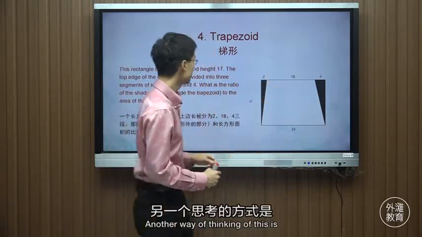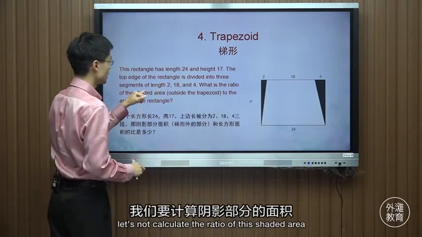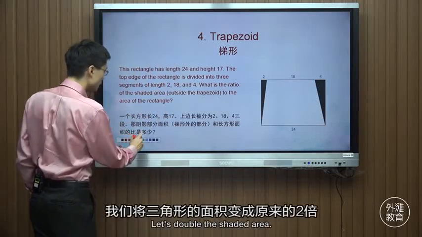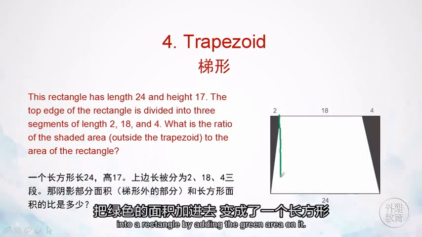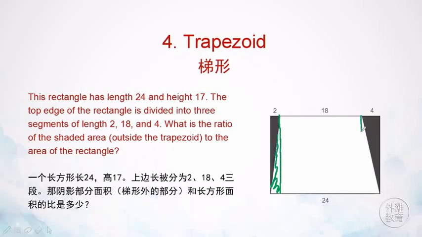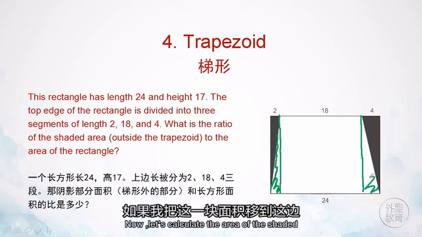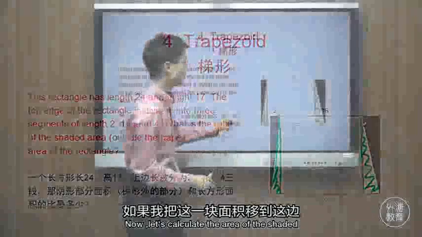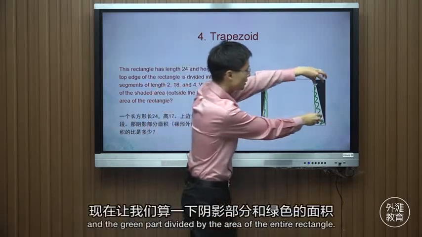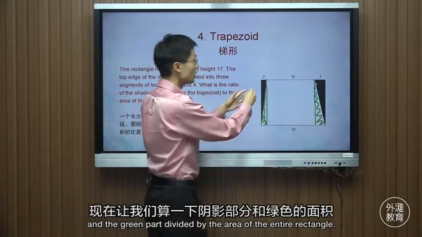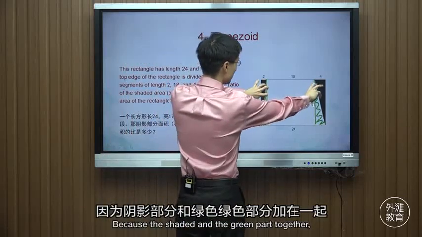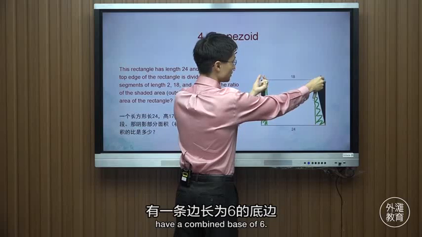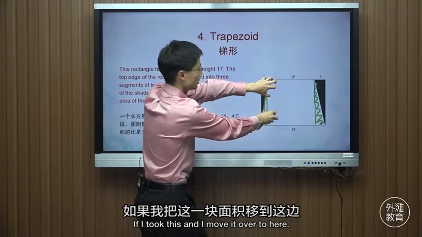Another way to think of this is, let's not calculate the ratio of the shaded area to the rectangle. Let's double the shaded area. By doing this, I'm going to turn each of these into a rectangle by adding the green area on it. Now, let's calculate the area of the shaded and the green part divided by the area of the entire rectangle. Now this is easy because the shaded and the green part together have a combined base of 6 if I took this and I moved it over to here.